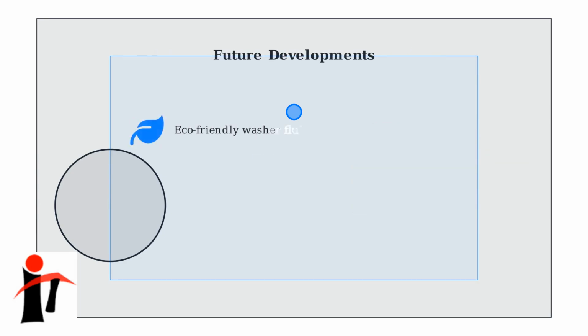Tesla is pushing for eco-friendly washer fluids, testing biodegradable alternatives in Europe, and considering recycled materials in wiper blades for future models.